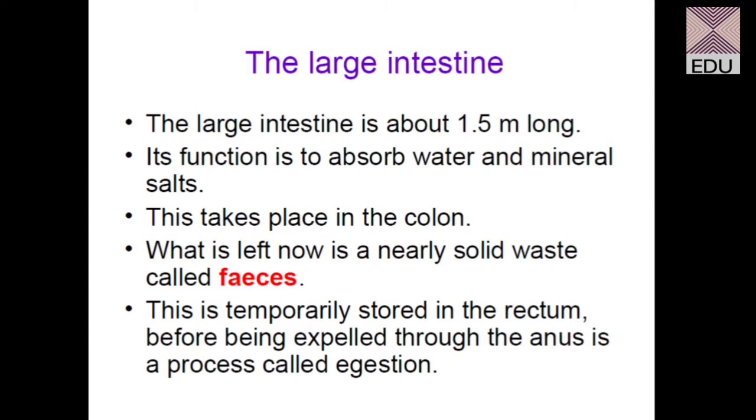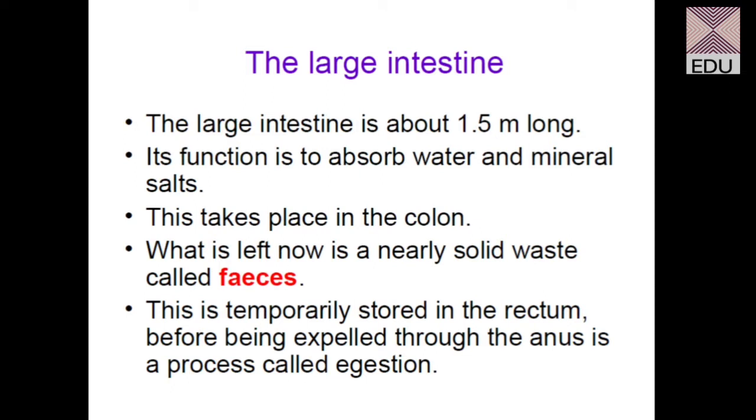Now this is a temporary storage, which we call the rectum. This is the second part of the large intestine. It is a temporary storage place for the solid waste products. Here it can be stored for some time, and finally that solid waste goes out through the anus by a process which is called egestion. So egestion is the removal of the waste products from the body.